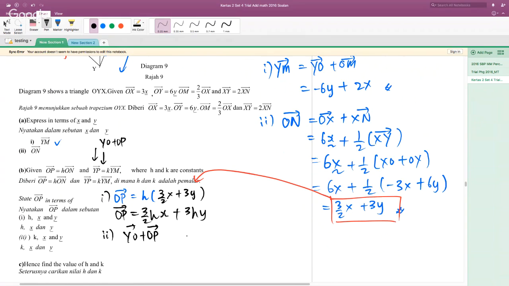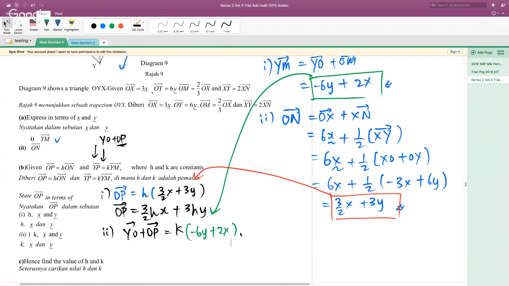A lot of students might ask why I know it is YO plus OP. Because I want to get OP, so I will add an O for Y also. This is the triangle law of vector. I hope you understand that. So it equals k YM. We have the YM over here, so I bring it down. It's just negative 6y plus 2x. All right, then I will solve this one to get my OP.